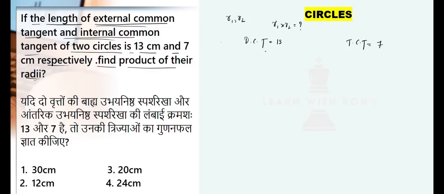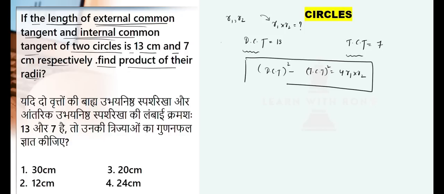this value. So what is the formula? We can use direct common tangent and transverse common tangent to get product of r1 and r2. Simply direct common tangent whole square minus transverse common tangent whole square equals 4 times radius of one circle multiplied with radius of another circle.